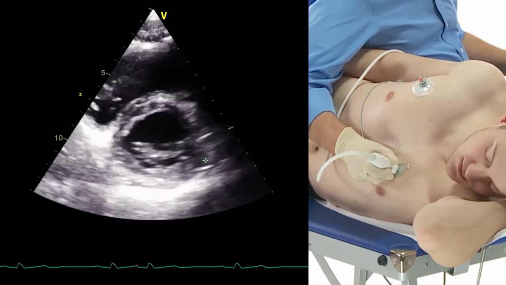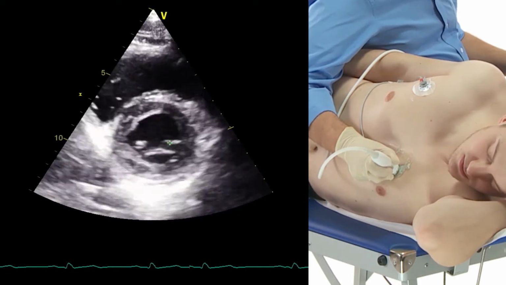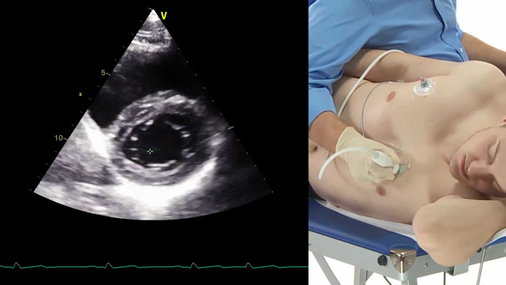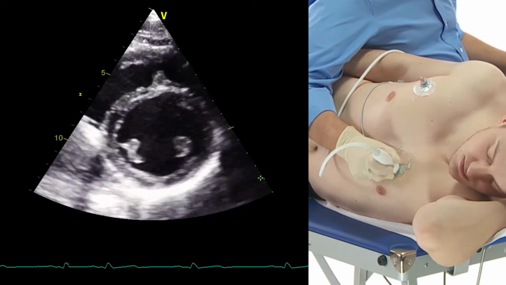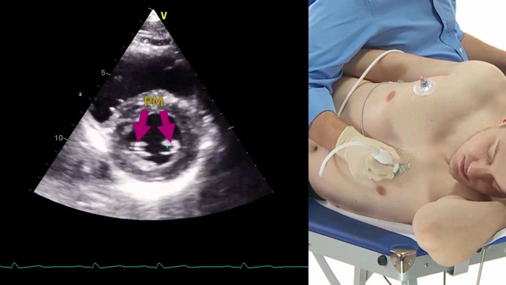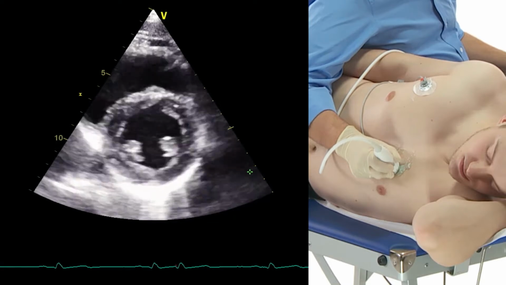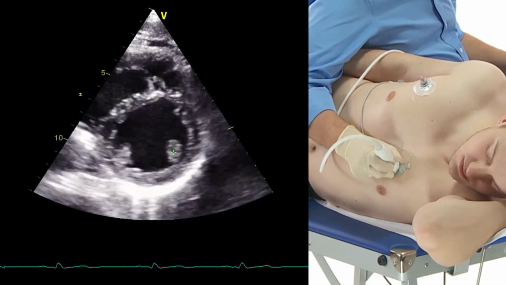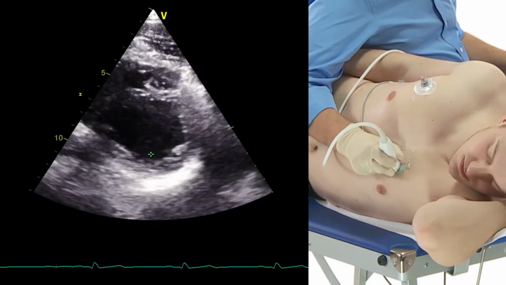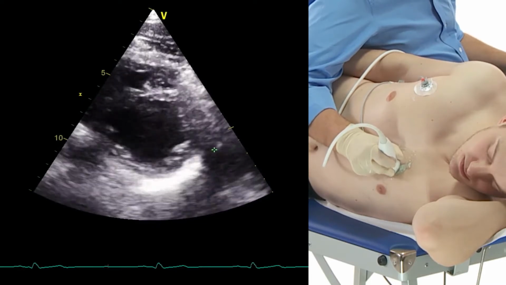And if we tilt further down, we will eventually see only chordal structures. So you see that the mitral valve is actually interrupted here. Those are only the chordal structures. And if we tilt down even further, we will see the papillary muscle. So this is the heads of the papillary muscle. And going down even further, the ventricle gets smaller and smaller and smaller, and eventually we will lose the ventricle. We cannot always see the very apical portions.